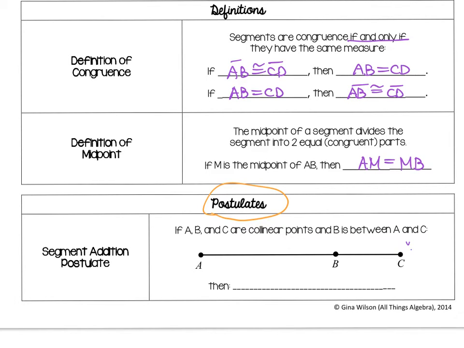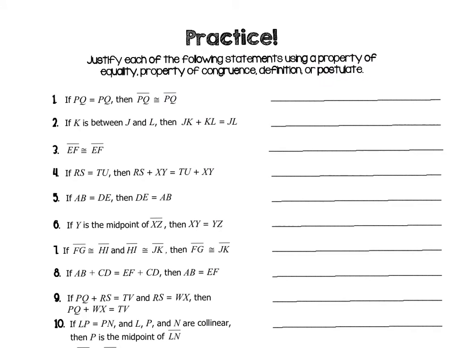So here we have our first postulate, the segment addition postulate, which states: if A, B, C are collinear points, meaning, remember, collinear points are on the same line, and B is between A and C, then we can draw the conclusion that the measure of AB plus BC, in other words, the length of it, equals the entire length of AC. So that is the segment addition postulate.